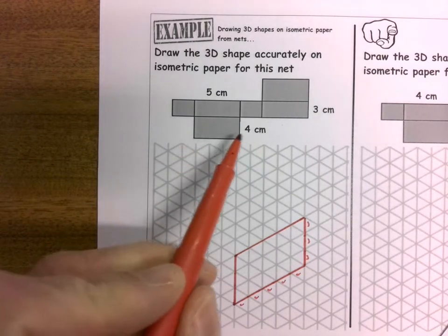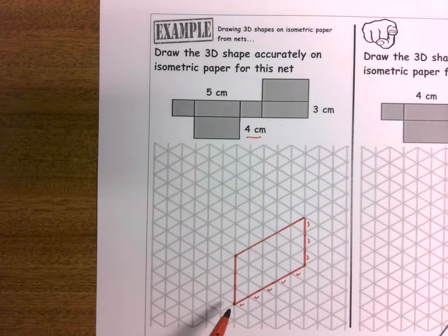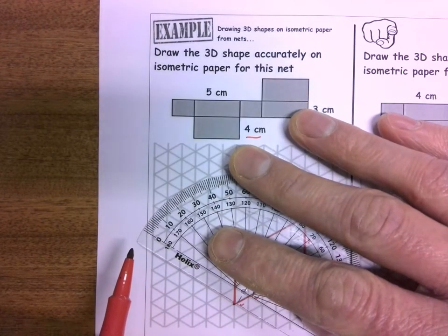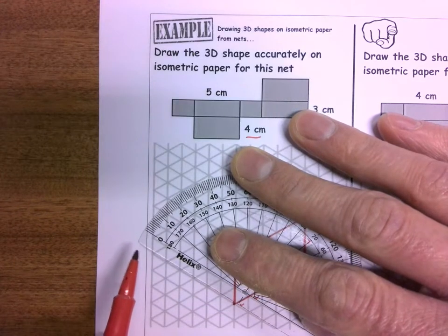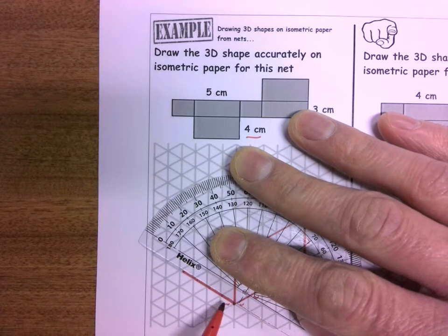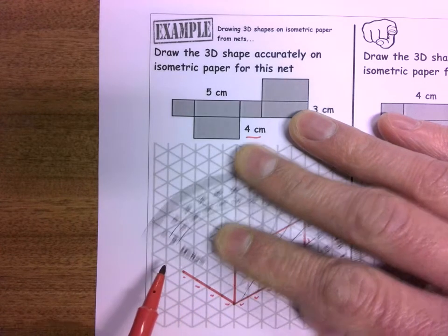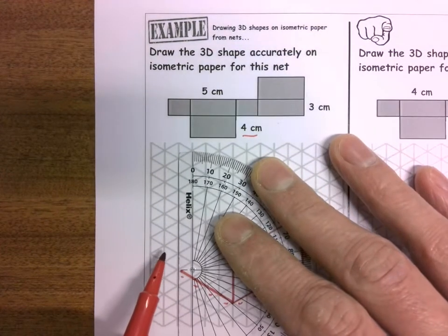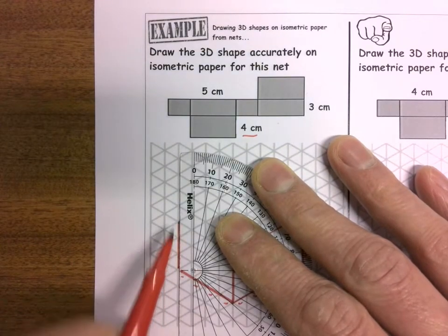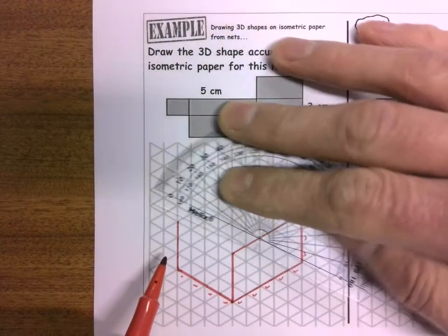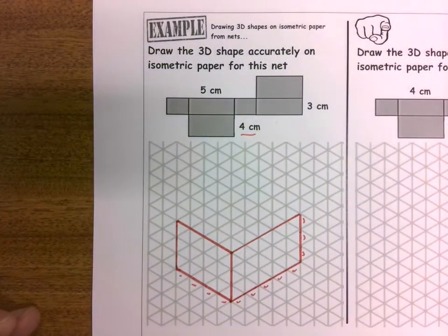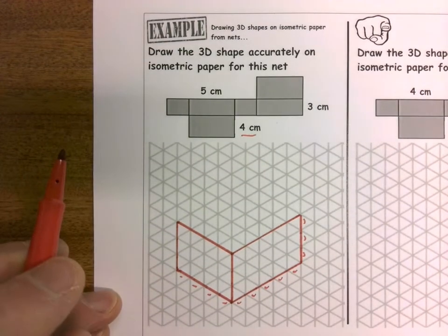So the missing dimension that we haven't got in here is the 4. So that must be going that way. So we'll line up with the other direction on the triangles. 1, 2, 3, 4. Just count it. 1, 2, 3, 4. That's right. So then we need to go up 3. 1, 2, 3. And across the top of that. So that's the front right and the front left face of the cuboid.